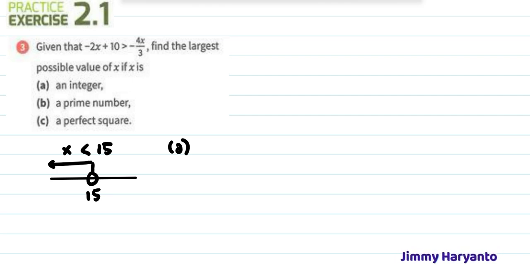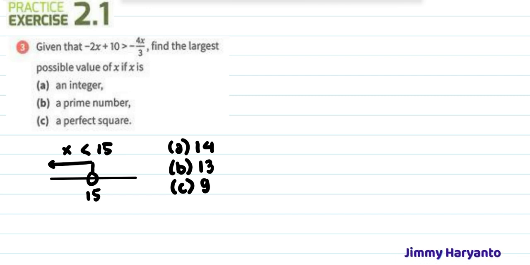So you have to find the largest integer less than 15. That means of course 14. And then the largest prime number before 15 is 13. And then the largest perfect square before 15 is 9. So this is the answer for 3.